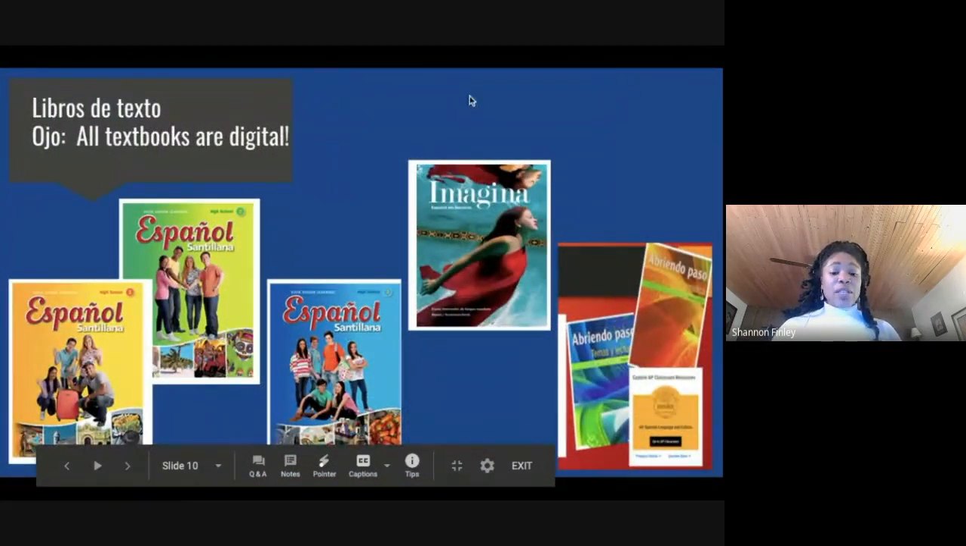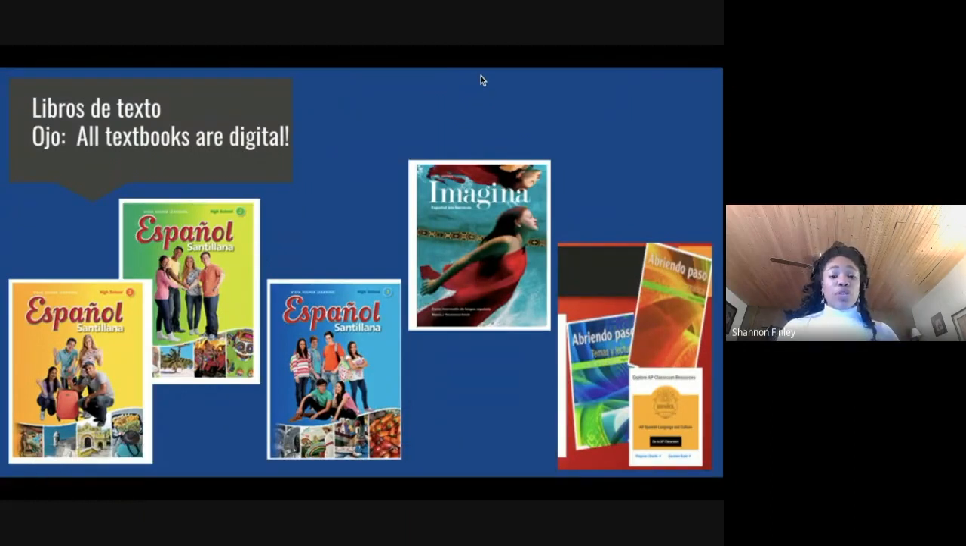The textbooks that we use for levels 1 through 3 are on the left. We use the textbook Españols by Santillana. Level 4, that's the fourth book, is Imagina. And then on the far right, we have Abriendo Paso, which is what we use for our AP Level 5 textbook.